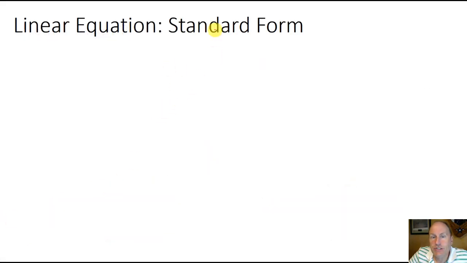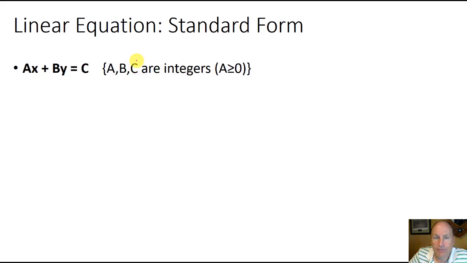Let's take a look at the standard form of a linear equation, which is quite useful in being able to graph the linear equation using intercepts. So the standard form of a linear equation is in the form ax plus by equals c. We have capital A, capital B, and capital C, which are the coefficients and constant term for the linear equation. In standard form, a, b, and c must be integers, and a must be positive or 0.